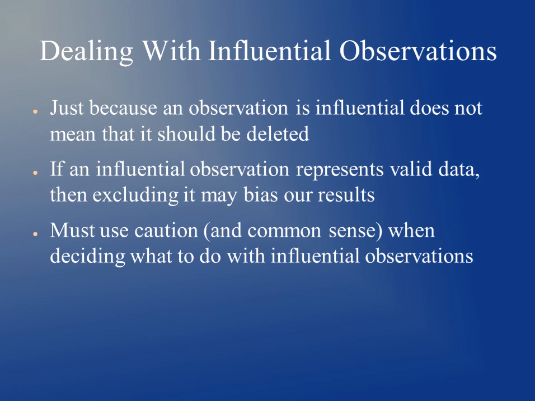So just because an observation is influential doesn't mean that it should be deleted. If an influential observation represents valid data, then excluding it may bias our results. It could be that we're not using the right model to predict those values. It might not be a linear relationship, and we just don't have enough data points out at those extreme values to show that relationship correctly. So we must use caution and common sense when deciding what to do with influential observations.